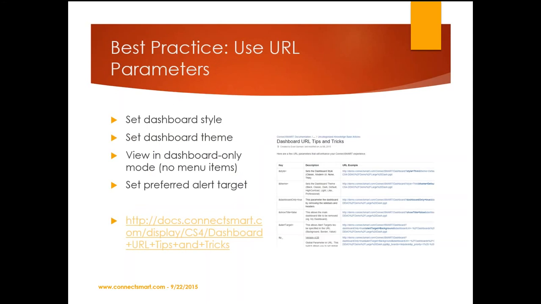So best practices with the URL parameters. We do recommend that you set your dashboard style and theme to whatever it is that you prefer so that you don't have to go poking around in your mobile browser trying to set those. And also go ahead and set it to dashboard only mode. And that's just going to remove those menu items. You can also remove the title. That's covered in the docs site that shows you the different URL parameters. And again, that link is right here.